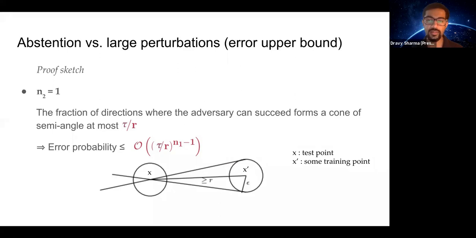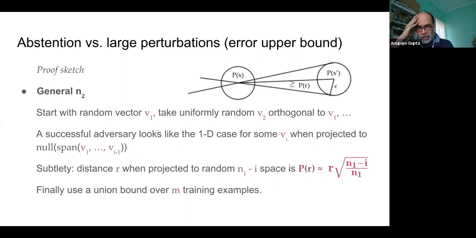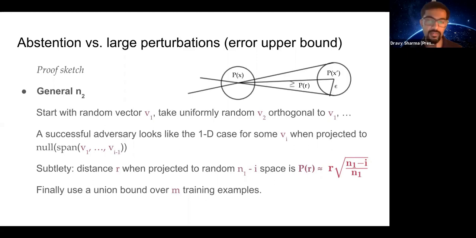And this also generalizes to general n2. Essentially, you start with a random vector v1, take a uniformly random v2 orthogonal to v1, and so on. We are breaking down the adversarial subspace using these vectors, sort of like orthogonalization. Then we reduce it to the one-dimensional case for each vi. A successful adversary would look like the one-dimensional case for vi when it's projected to a certain subspace. These projections change distances a little bit, so things get a little complicated, but ultimately you get essentially the same thing, and you again use a union bound over the n training examples. So that's a rough idea. I guess not very difficult to see.